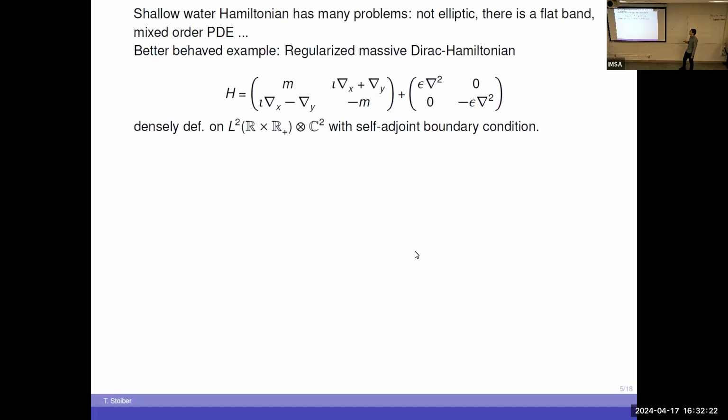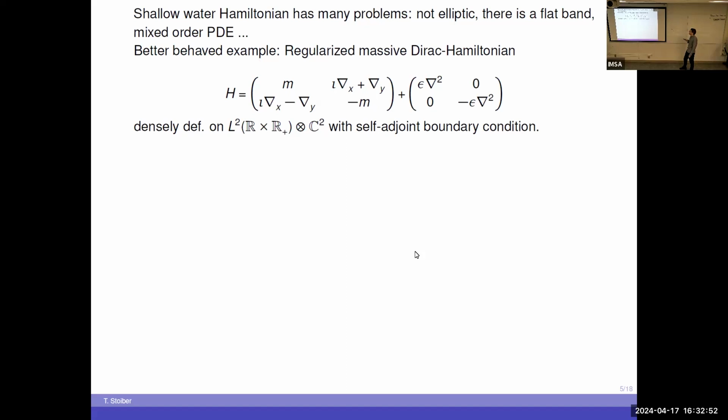But luckily, they have an analytically much nicer example, which is the so-called regularized massive Dirac Hamiltonian, a model that is probably familiar to many physicists here. So you're just looking at a 2-dimensional massive Dirac Hamiltonian, and there you add some second order term, which gives it much nicer analytical properties. So this is basically a k.p model for 2 bands of a Chern insulator.